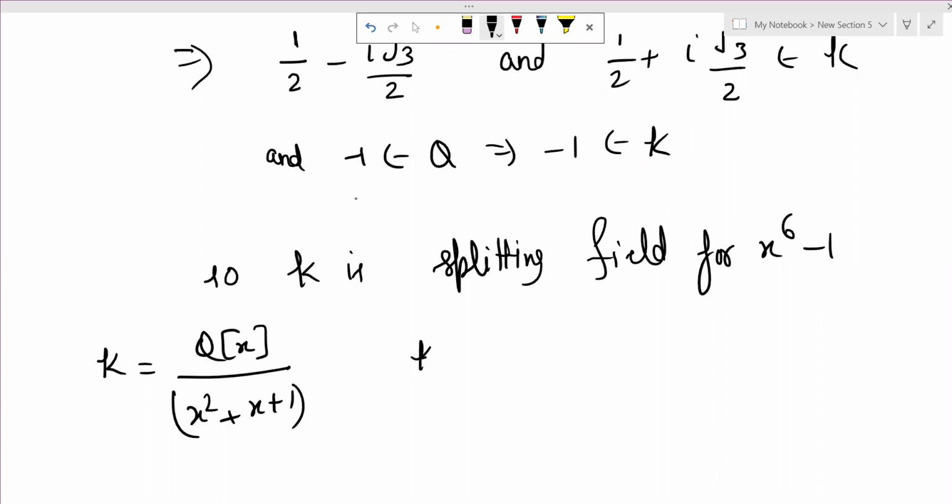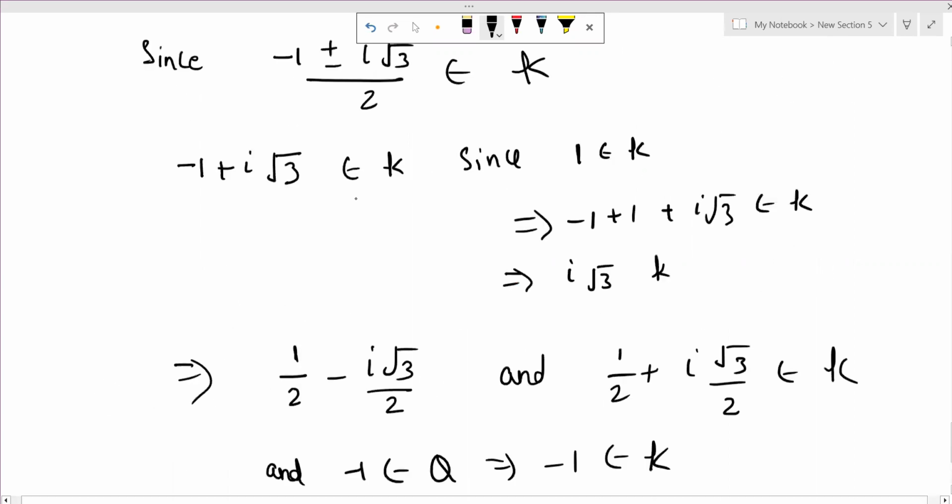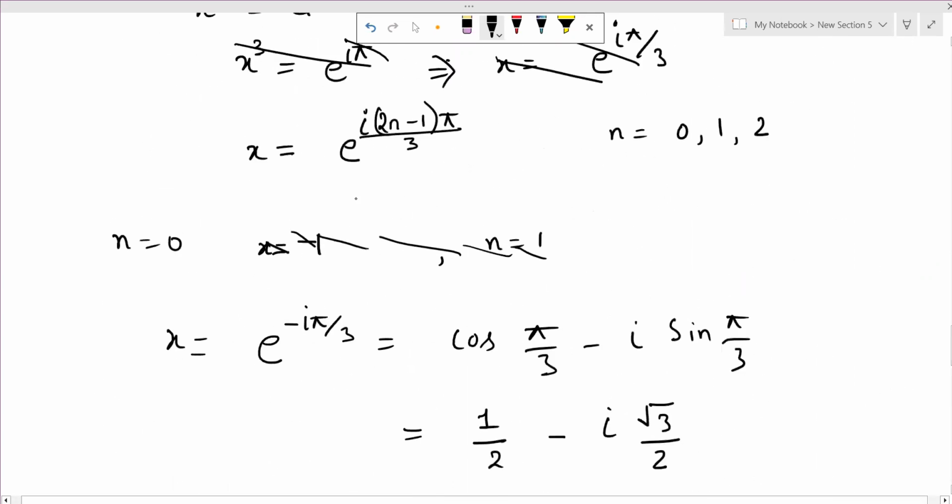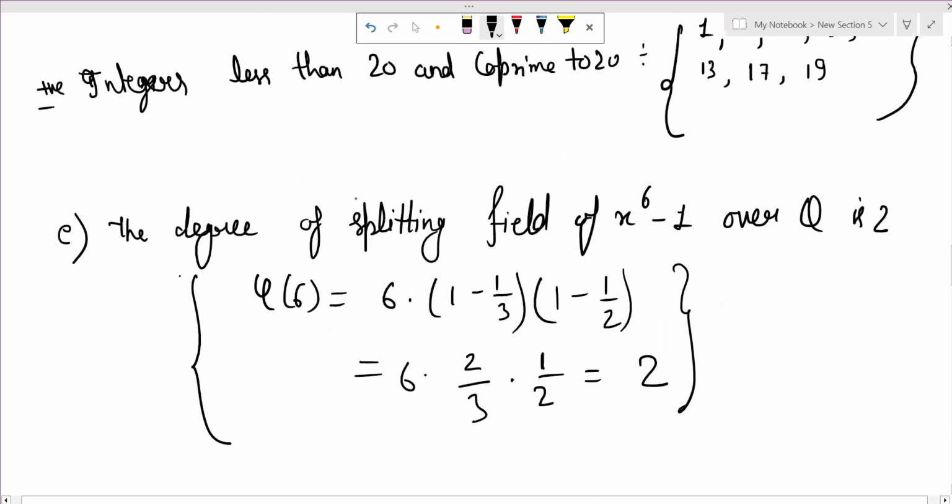So the degree of extension will be the degree of this polynomial. Degree of extension over Q is 2. So this is a 2-degree extension, right? I proved this is a 2-degree extension, and above, by the formula, I already showed you that this is a 2-degree extension. So this is verification both ways. So this is true.